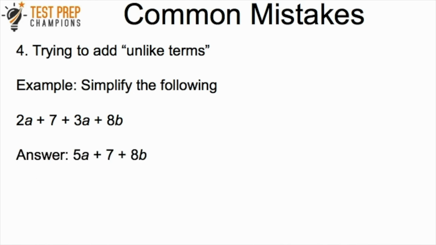Hopefully you had a chance to try this question out. The answer would be 5a plus 7 plus 8b, and that's all you can do. What I want you to see here is that if you've got 2a, you can't add that to 7, but you can do 2a plus 3a. You just do 2 plus 3, which is 5, and you bring the a along for the ride. And you can't add 3a to 8b. You can't add a term with an a to something with a b. So this is all you could do, and the answer would just be 5a plus 7 plus 8b.